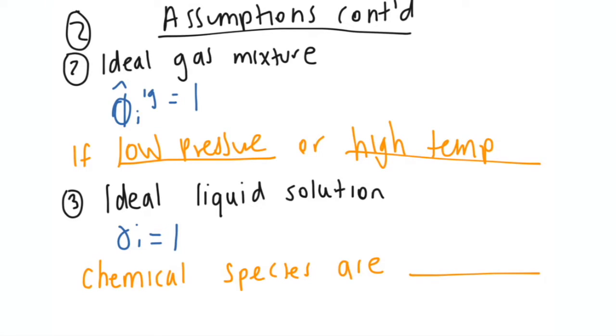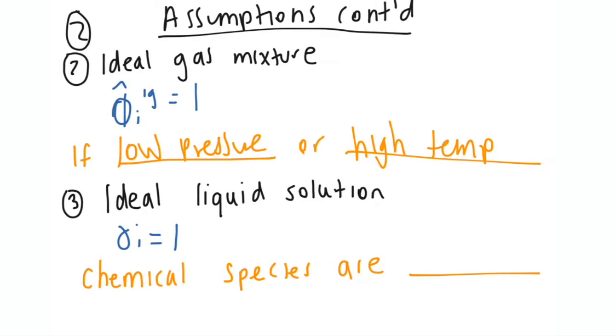Okay? These are the assumptions you're making, but you have to look for this written in the word problem. So if it says the pressure is really low or there's a really high temperature, but it doesn't say ideal gas mixture, then maybe you can make the assumption that, okay, it is an ideal gas mixture then.